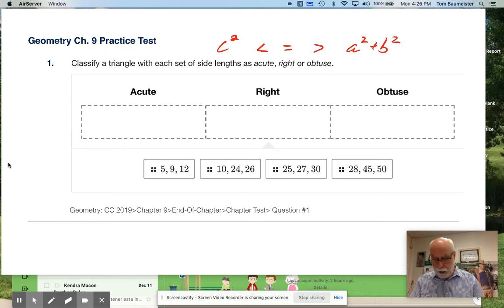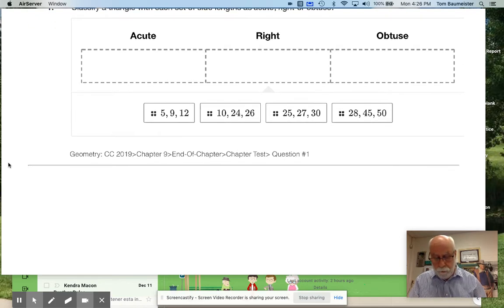So let's go ahead and do them, not just a couple of them. We'll do all of them. You're just going to take every single one of these and do a squared plus b squared compared to c squared. Let's start on the first one. We're going to have something there compared to a squared plus b squared. Remember, your c squared is always going to be your longest side.